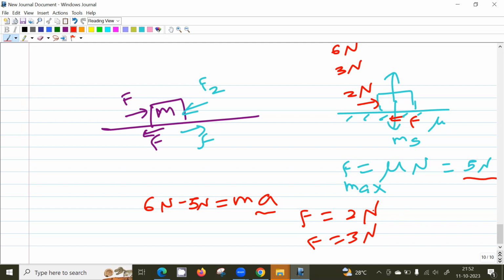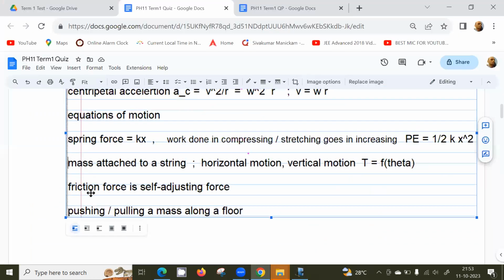So the friction force is self-adjusting. Even the magnitude will keep changing until it reaches the maximum. Also the direction of the friction force is not fixed. It depends on the external applied force. It can be in the opposite direction also. Here I'm applying the force towards right, so the friction force is towards left. If I apply the force towards left, then the friction force will be towards right. So this is what is meant by friction being a self-adjusting force. Depending on the external force, it will change its magnitude or also its direction.